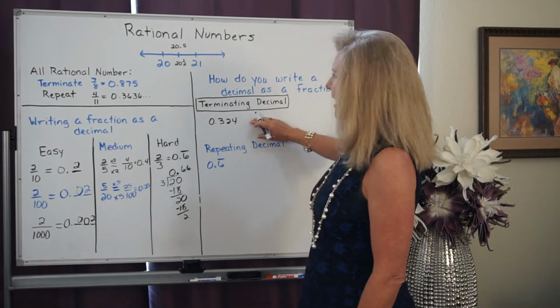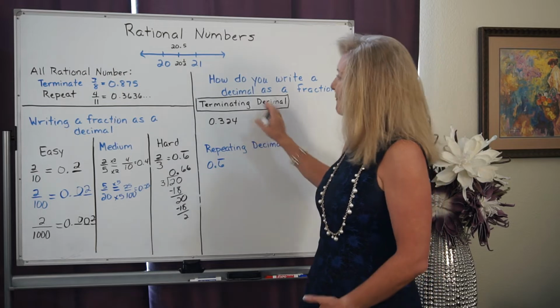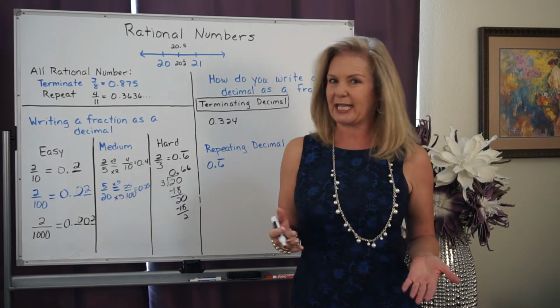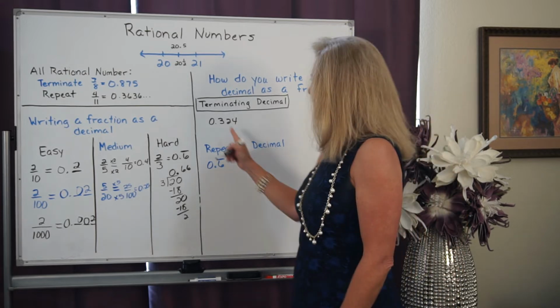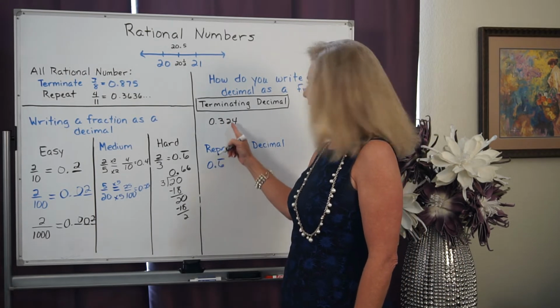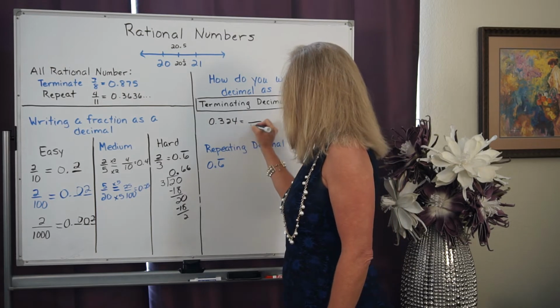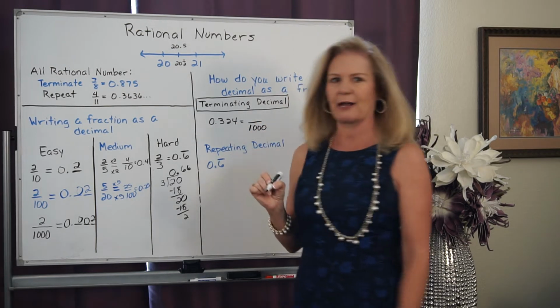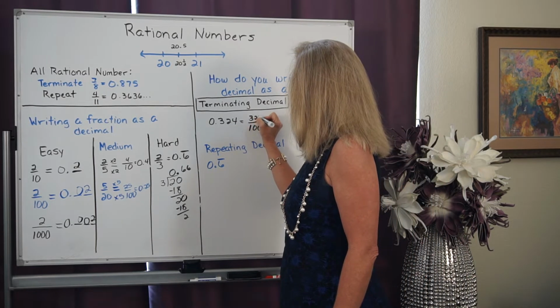So what if I have a decimal and I need to make it a fraction? Well, for a terminating decimal, it's pretty easy to do because all we do is we look at the place value position. So I know there's the tenths, there's the hundredths, there's the thousandths. And I can immediately put a denominator of 1,000. And I take a look at that number and that becomes my numerator.